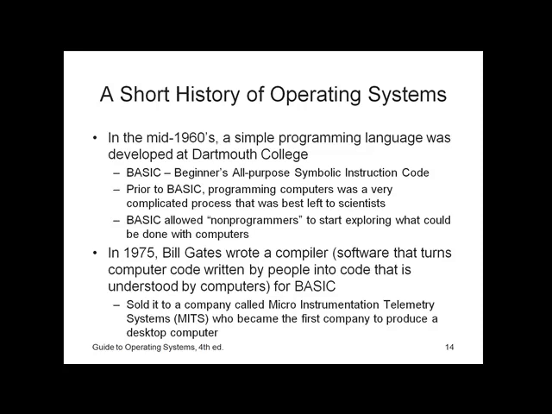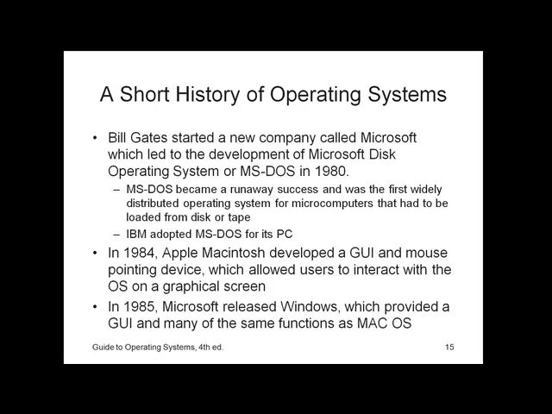In 1975, a man named Bill Gates wrote a compiler, which is basically software that turns computer code written by people into machine code understood by computers. He wrote a compiler for BASIC, and then he sold it to a company called Micro Instrumentation Telemetry Systems, or MITS, and they became the first company to produce an actual desktop computer. Now, this allowed Bill Gates to generate enough money to actually start a company, which he referred to as Microsoft.